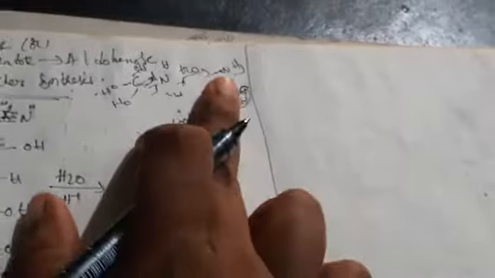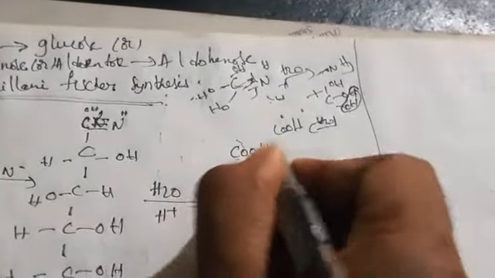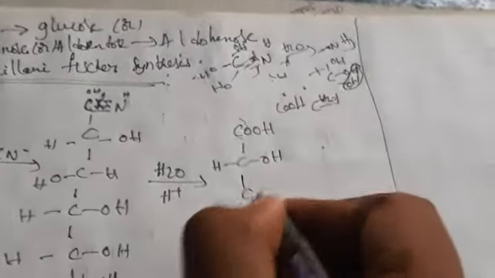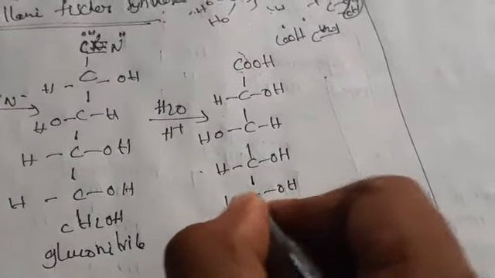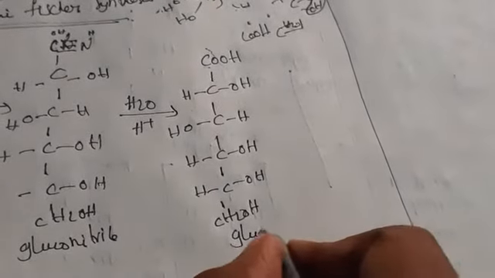When we do hydrolysis of cyanides, there will be loss of a water molecule and ammonia, so it forms acids. Whenever you have cyanides, they are converted into acids in the presence of H2O. So with OH, H, H, OH, OH, H, OH, H, CH2OH, it is forming gluconic acid.